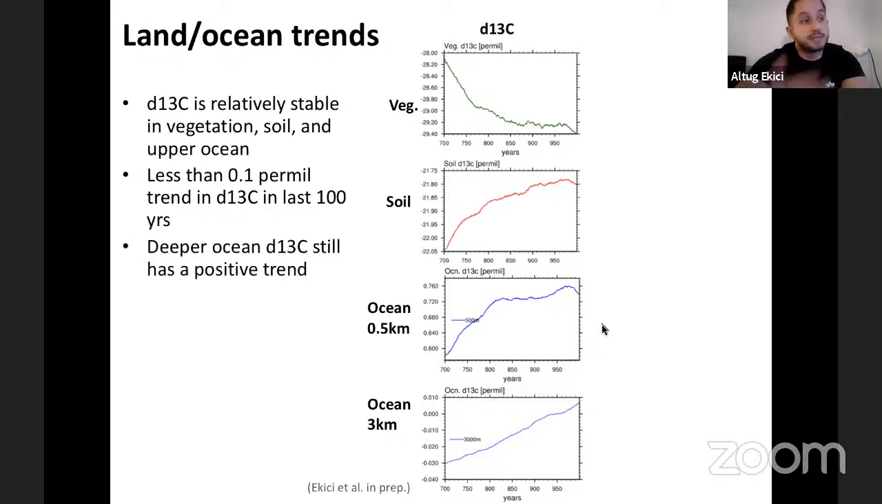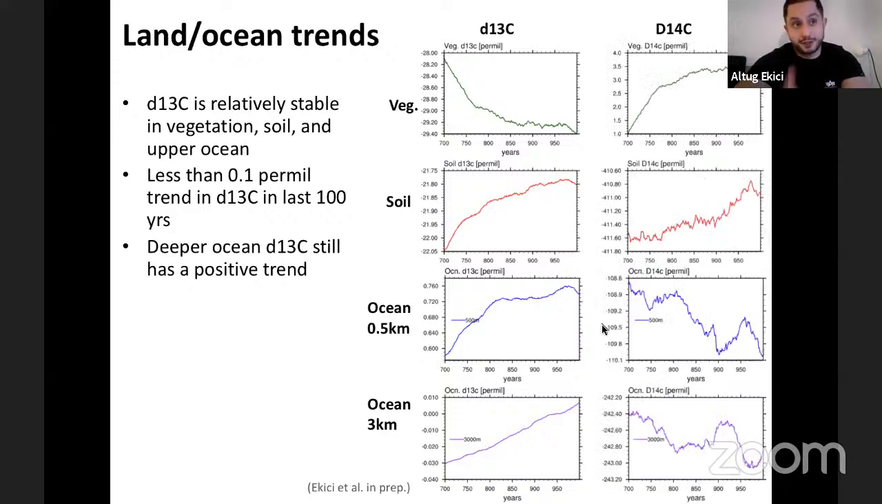The thing is that the deeper ocean delta 13C is still not stabilized. I mean, this is more or less a 2000-year run, and even carbon is not equilibrated, and with the isotopes, I think it's pretty hard for a 2000-year run to have the deeper ocean stabilized. So this is not unexpected. We just have to accept it this way.